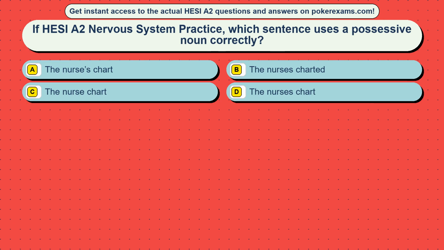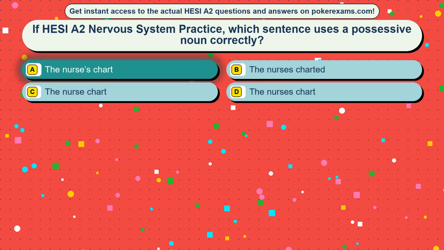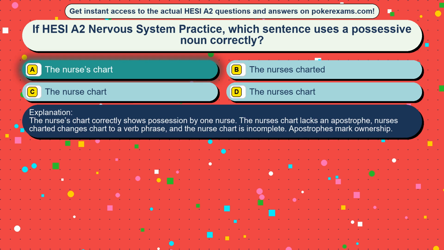Question 50. If HESI A2 nervous system practice, which sentence uses a possessive noun correctly? Option A, the nurse is chart. Option B, the nurse is charted. Option C, the nurse chart. Option D, the nurse's chart. The correct answer is option D, the nurse's chart. The nurse's chart correctly shows possession by one nurse. The nurse is chart lacks an apostrophe. The nurse is charted changes chart to a verb phrase, and the nurse chart is incomplete. Apostrophes mark ownership.